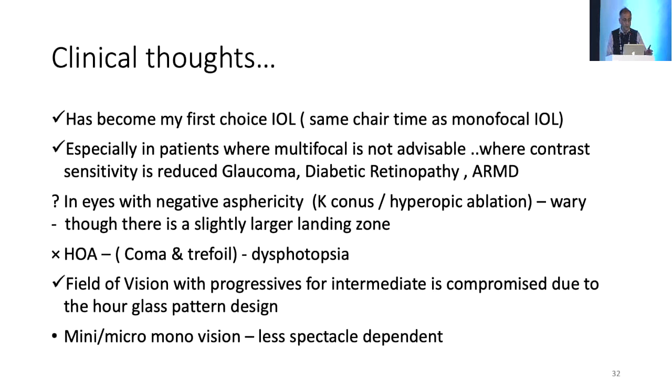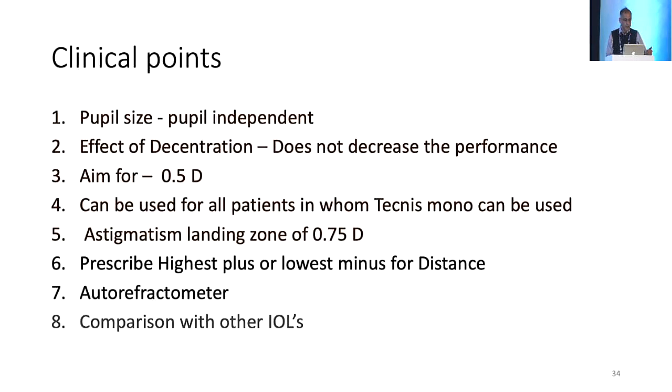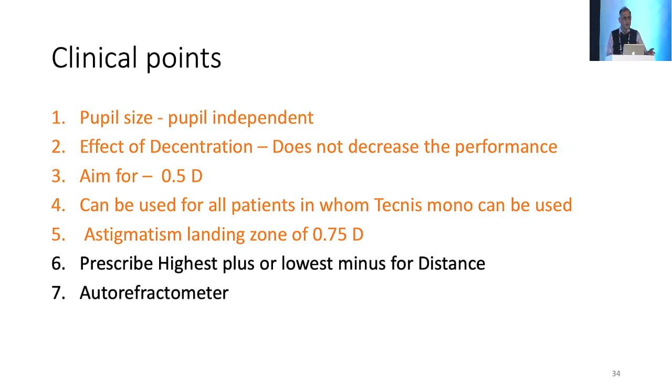The field of vision with progressives for intermediate is compromised due to the hourglass pattern design. And if you do a mini or micro monovision, you get less spectacle dependency. Patients can perform daily intermediate activities, like playing a piano or walking up and down stairs, more comfortably with these lenses. So how do you refract these patients?